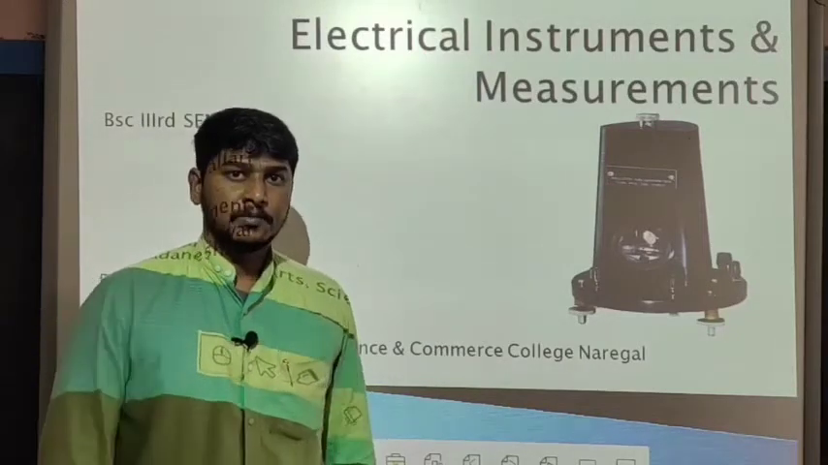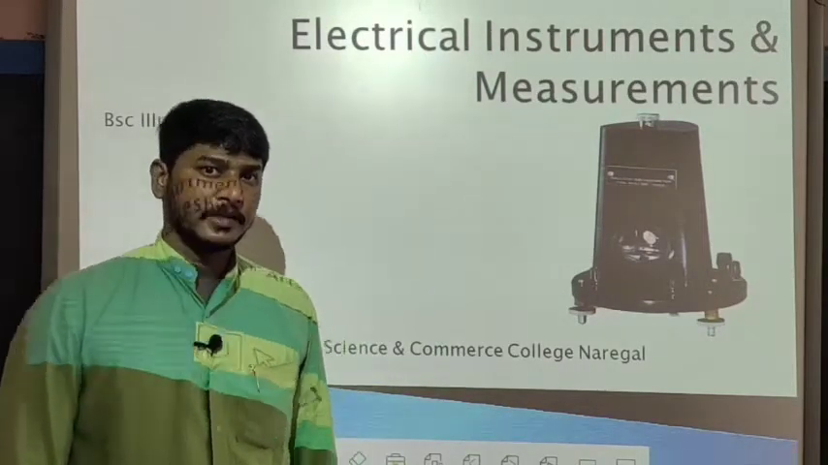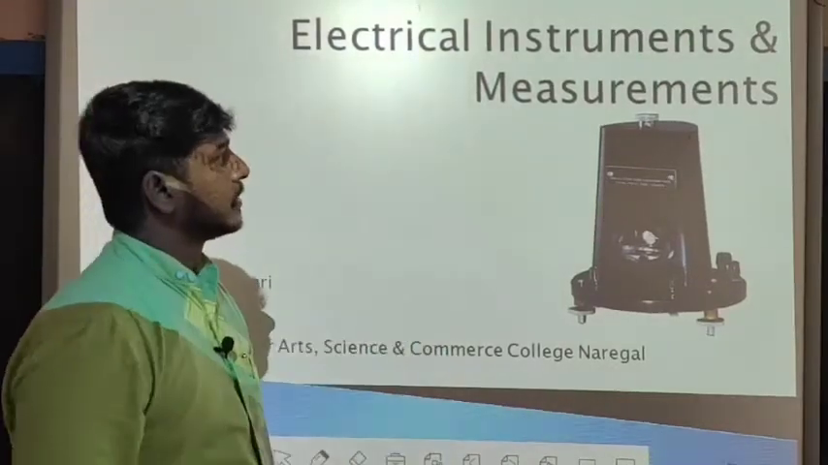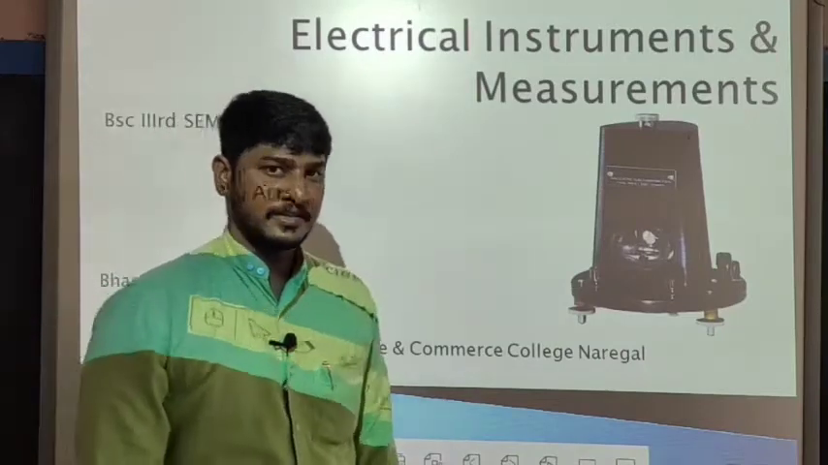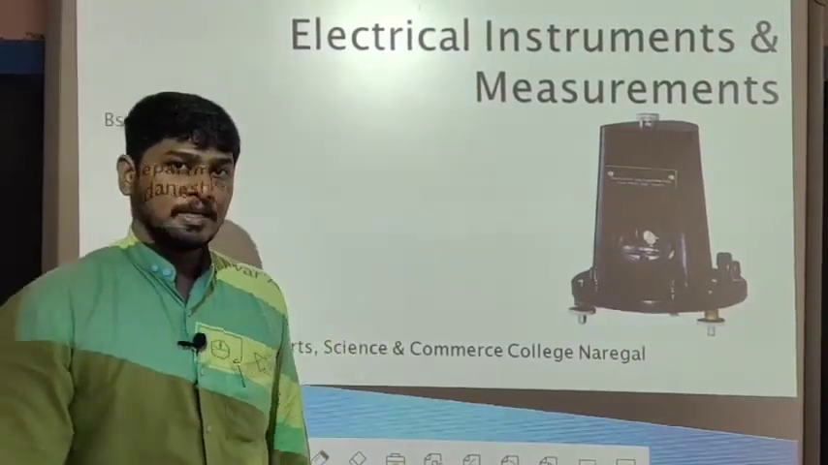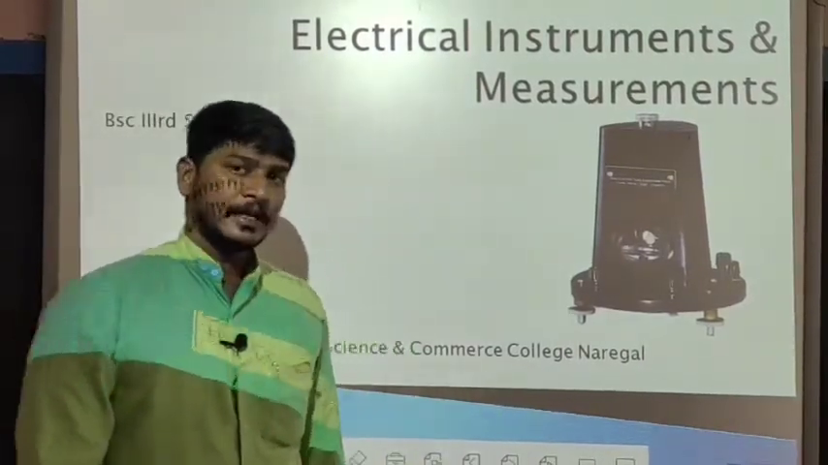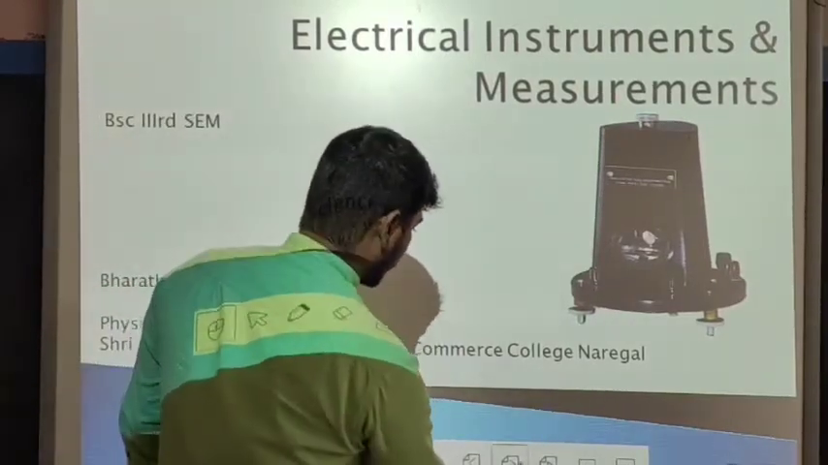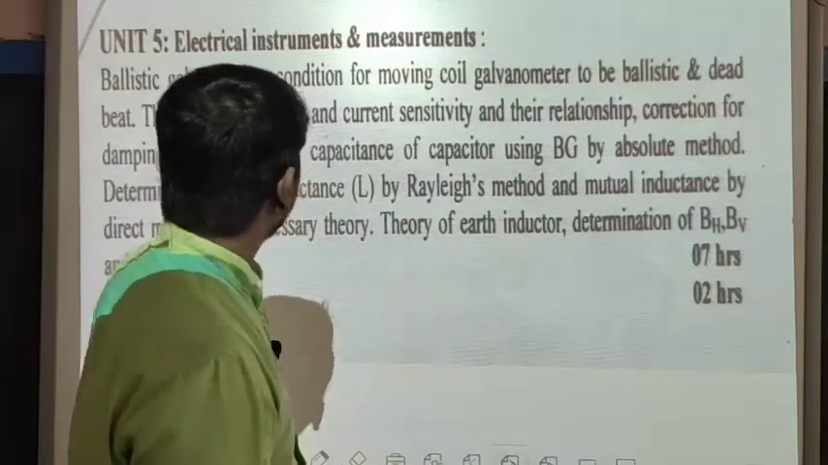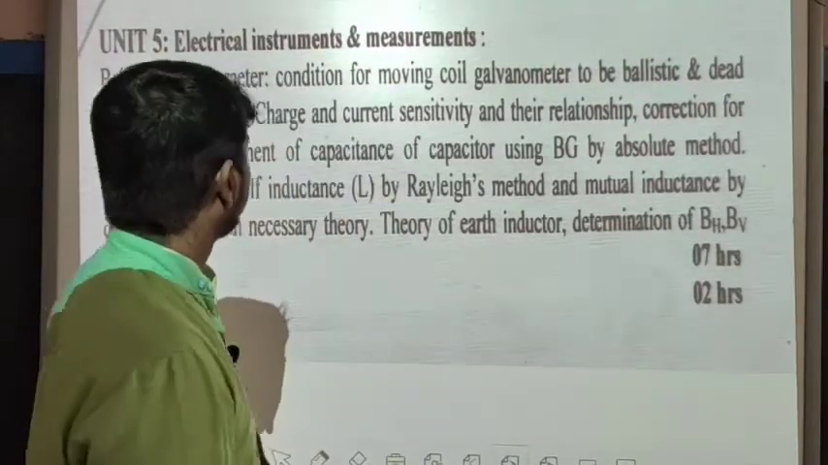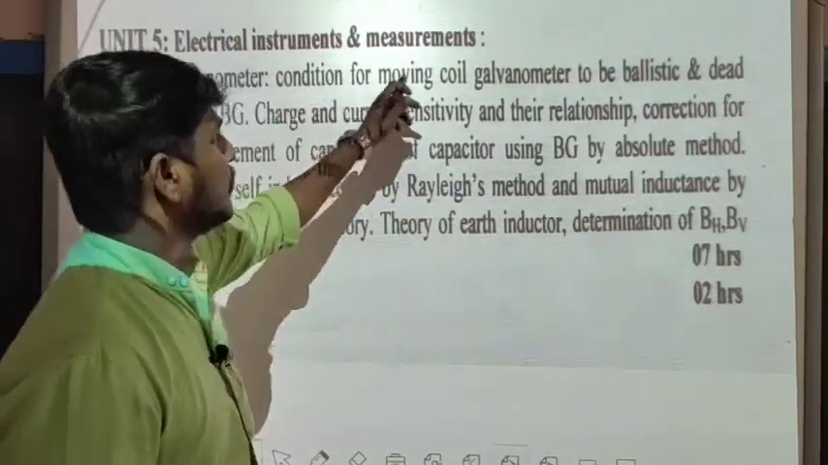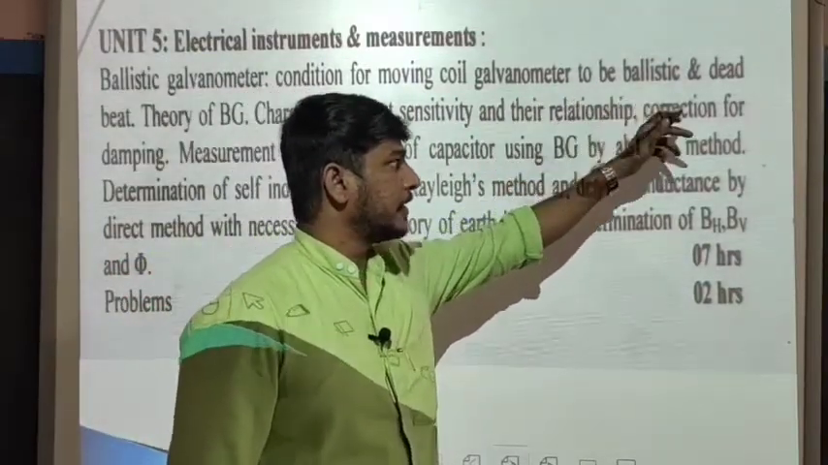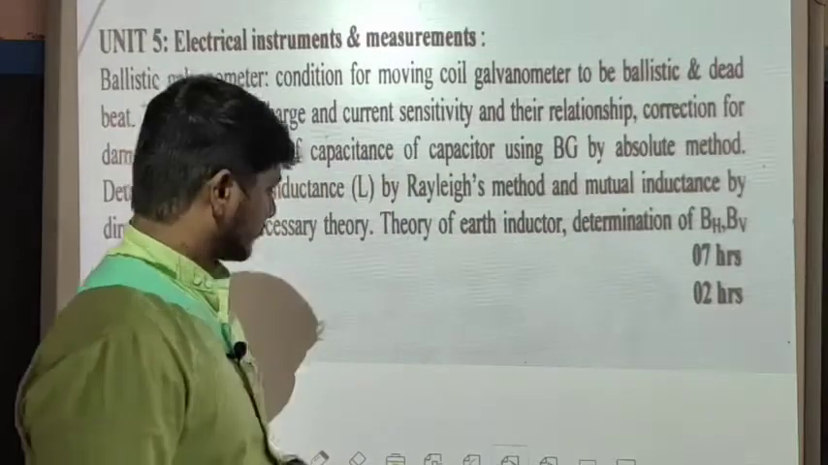Hello everyone. For this semester I am going to engage Unit 5, that is Electrical Instruments and Measurements. Okay. Now let us see the syllabus of Electrical Instruments and Measurements. Here you can see the syllabus includes the condition for a moving coil galvanometer to be ballistic and deadbeat.